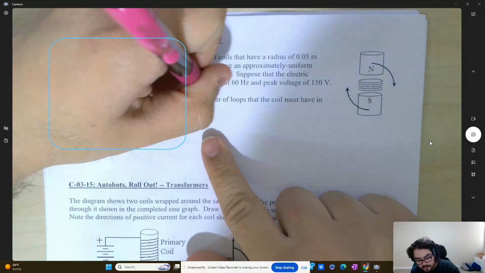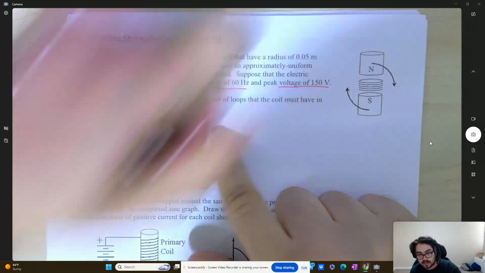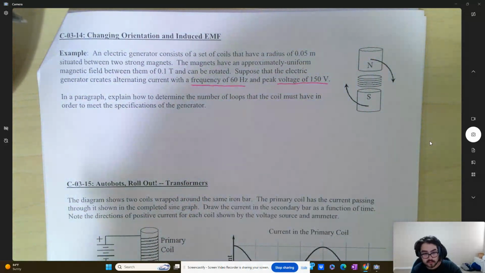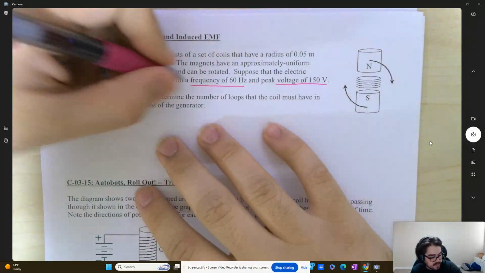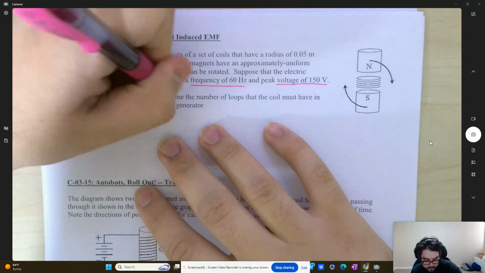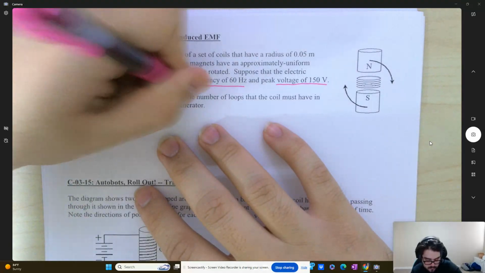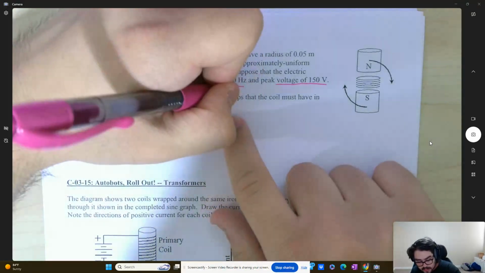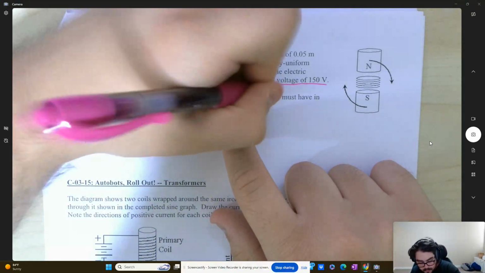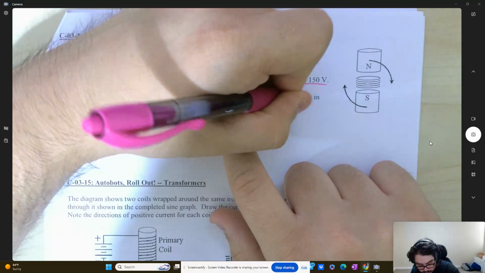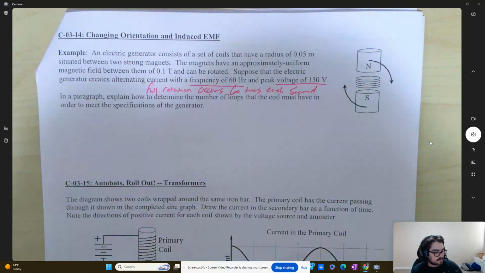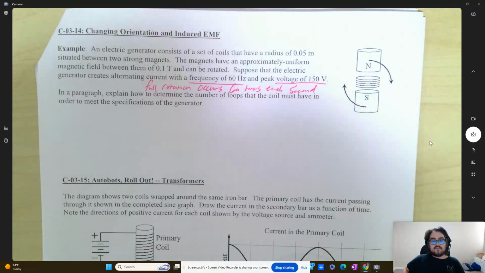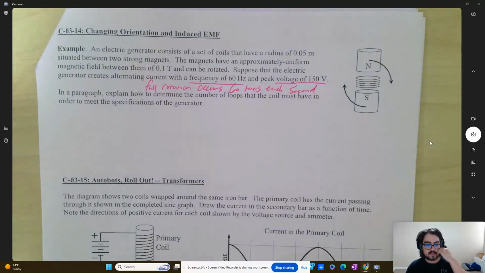Okay, a couple of important things to note here: frequency and voltage. We haven't used frequency in a while, but if you remember from physics 1 with circular motion, frequency is how often a full rotation occurs. In the context of this problem, a full rotation occurs 60 times each second. So what's happening is that a full rotation of the magnets occurs 60 times each second.